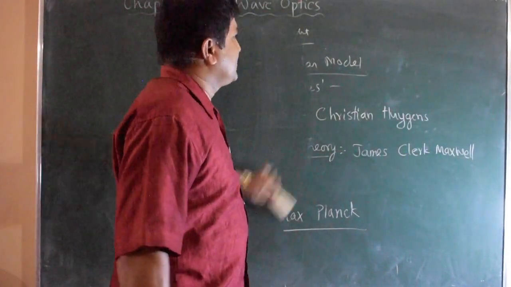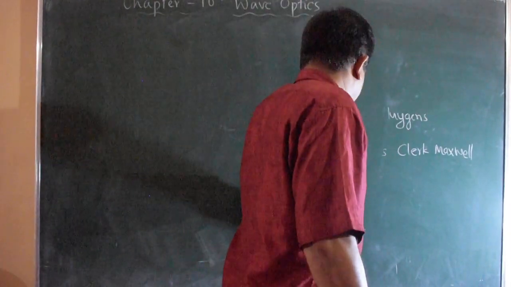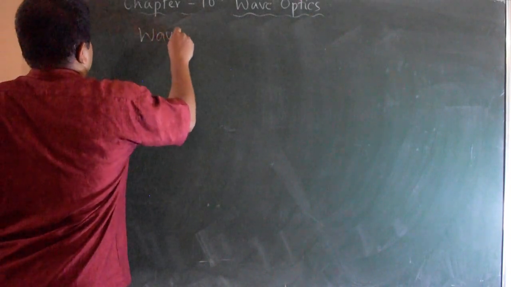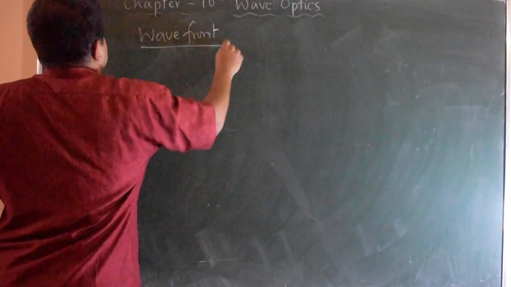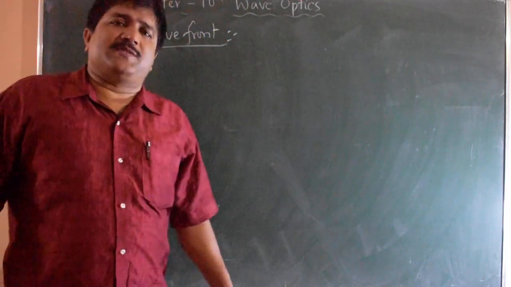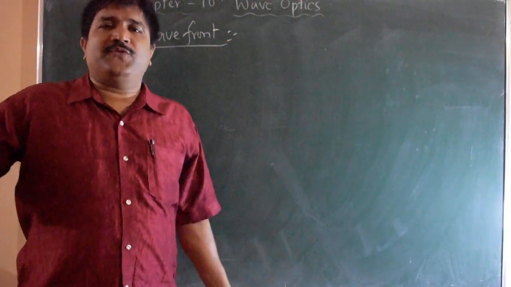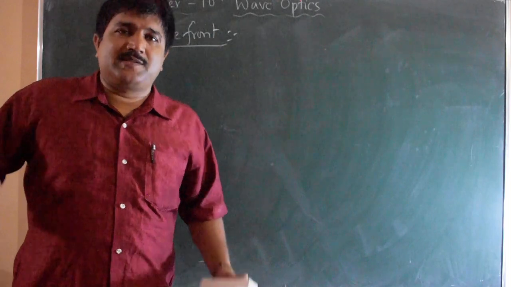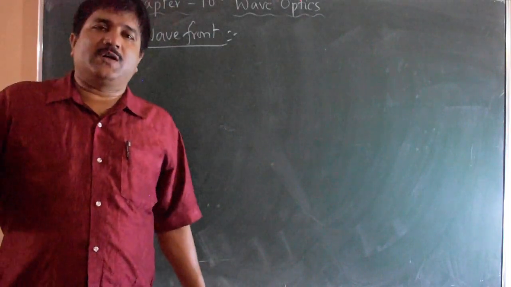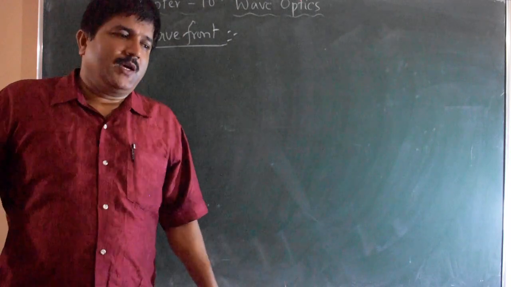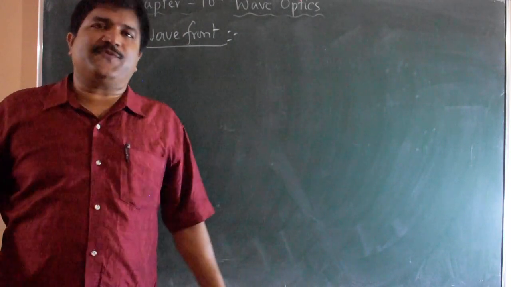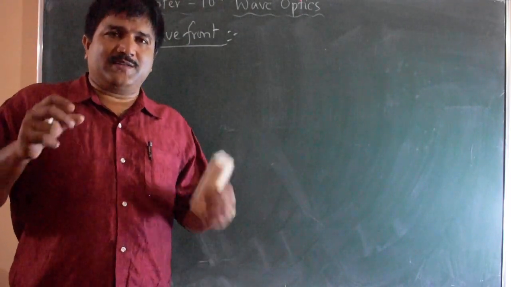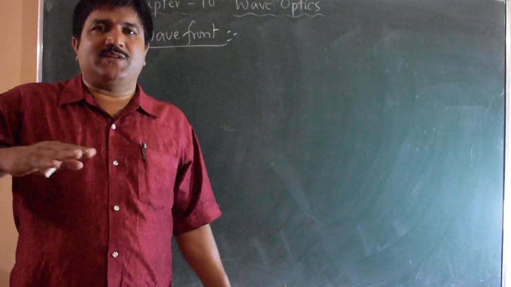Now I will go to the concept of the wavefront. Briefly, I will explain what a wavefront is. Suppose you drop a stone into a calm pond. The ripples originate from the point where you drop the stone, and they advance in all directions for a few minutes, after which they stop. What are those ripples? They are actually waves on the surface of water.